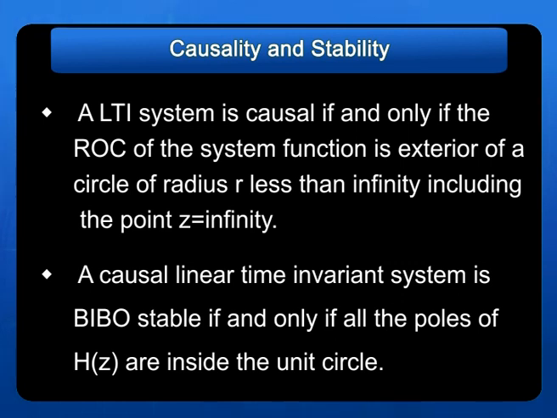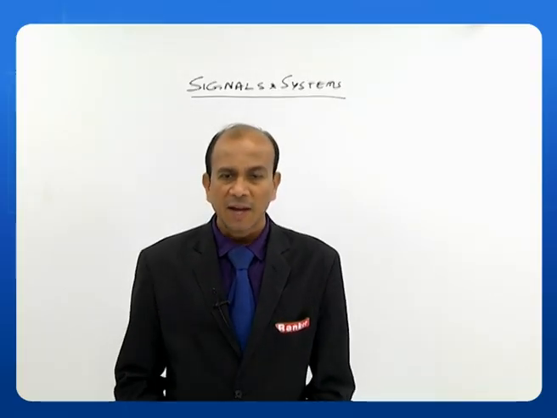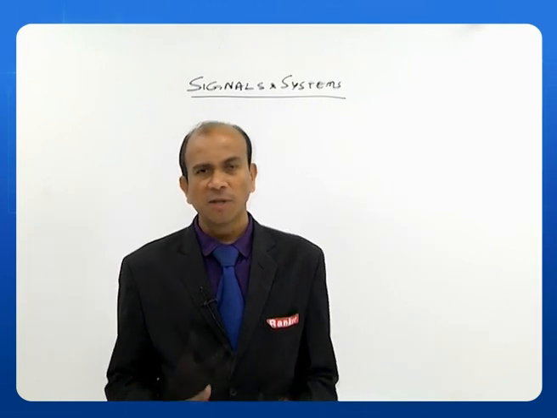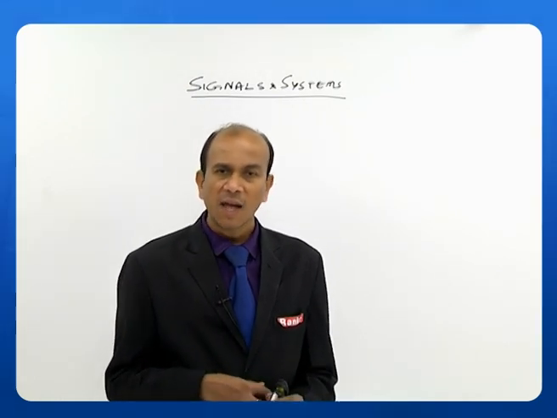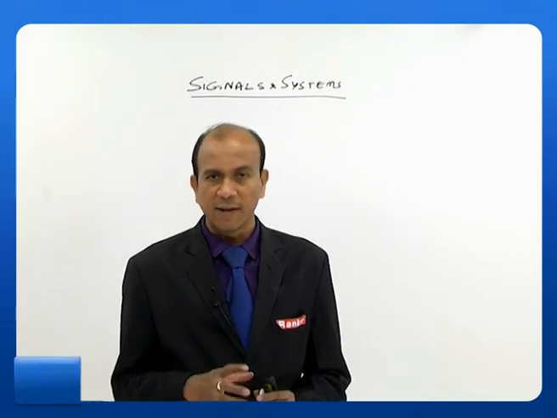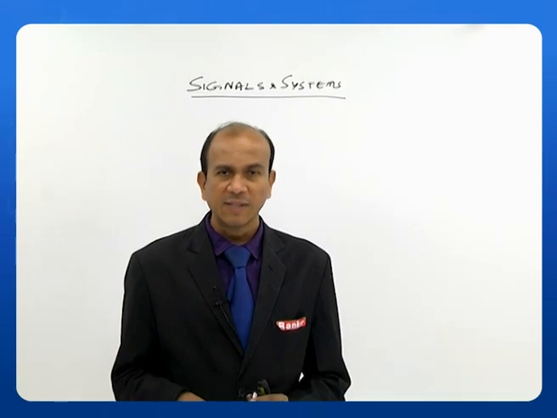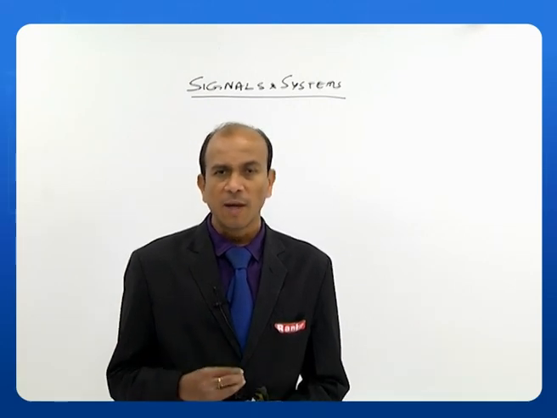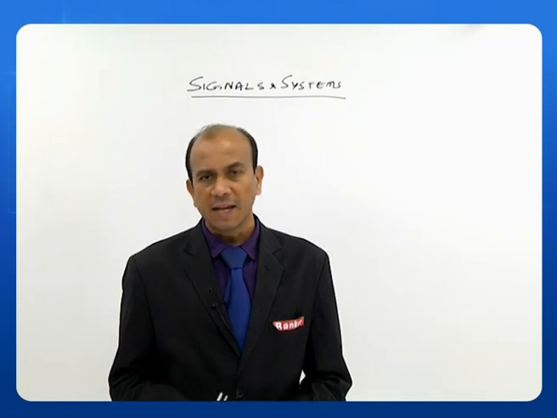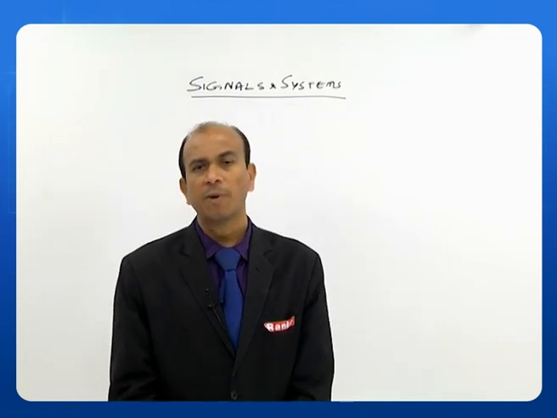Now let us look at this: a causal linear time invariant system is BIBO stable if and only if all the poles of H(z) are inside the unit circle. So a linear time invariant system must have all the poles lying inside the unit circle and be causal. Only then can we assure that the system is BIBO, that is bounded input, bounded output, stable.